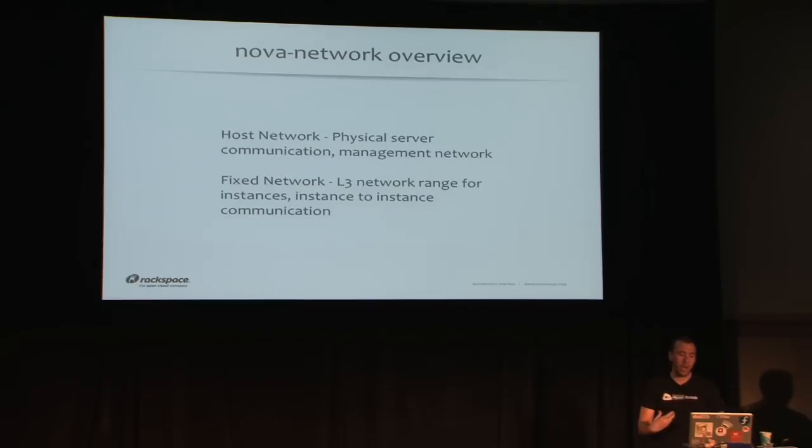Quick definitions. A host network is basically the network space that the Nova compute nodes, the physical machines, are going to talk to each other on, as well as, in our case, where the OpenStack processes are, and we also manage the machines from that network space. The fixed network is essentially the layer 3 network that instances will get their IPs from. It is also where instance-to-instance communication happens. You certainly have the possibility to run these all in one interface, one VLAN, but if you choose to separate them out, then that is the dedicated interface where instances will communicate to each other on.